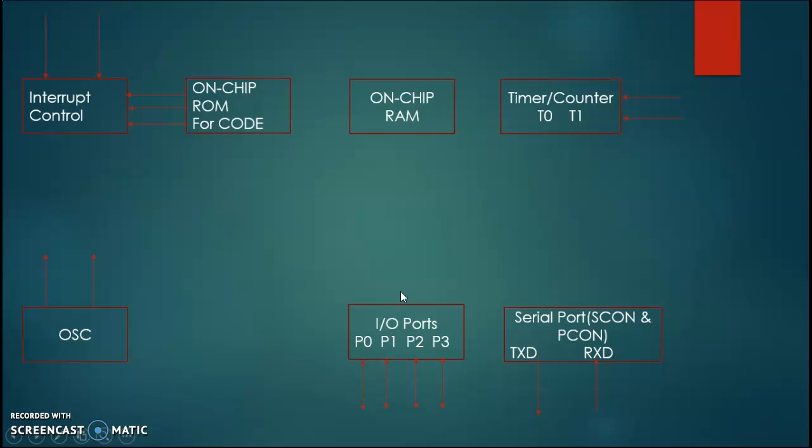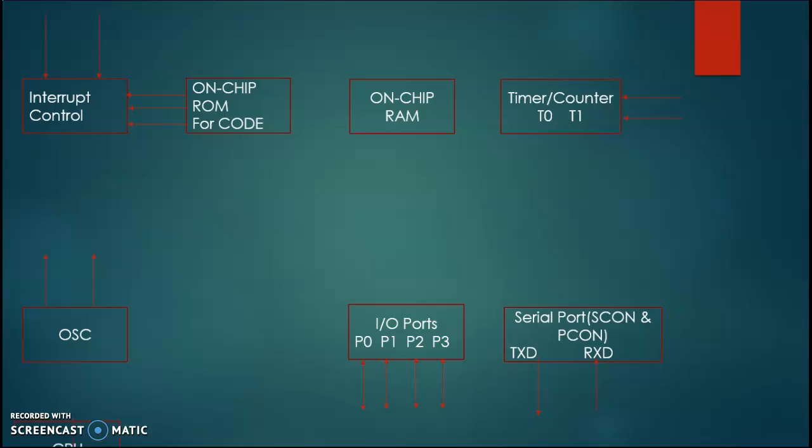All these ports are 8-bit ports. So in all, there are 32 input-output pins in the microcontroller where we can connect 32 input-output devices. Apart from this, input-output ports P0 and P2 are also address bus and data bus lines where they are multiplexed, and address and data are also sent through these ports P0 and P2.